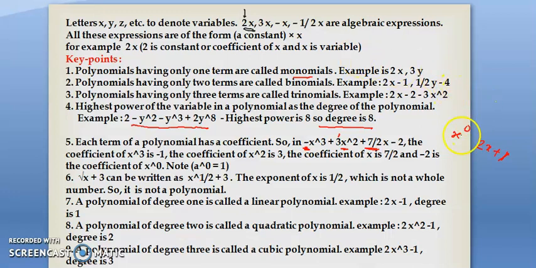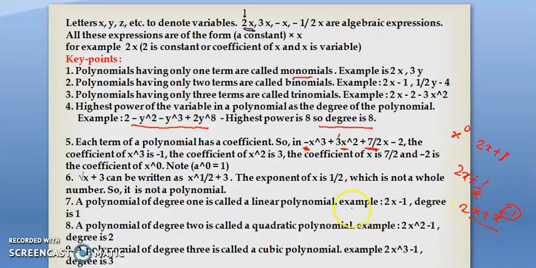An example is if I write 2x plus 1 upon x. In this case, we have 2x plus x raised to power minus 1, and minus 1 is not a whole number, so we can say this is not a polynomial.